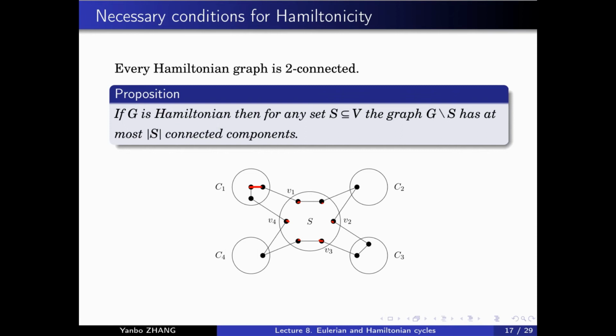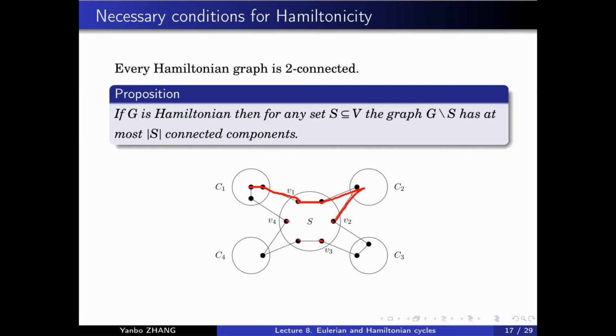When we move out of C1, we cannot jump to C2, C3, or C4 because they are components of G minus S. There is no edge with one end in C1 and the other end in C2. When we move out of C1, the first vertex V1 must belong to S. And when we move out of C2, the first vertex V2 must belong to S.